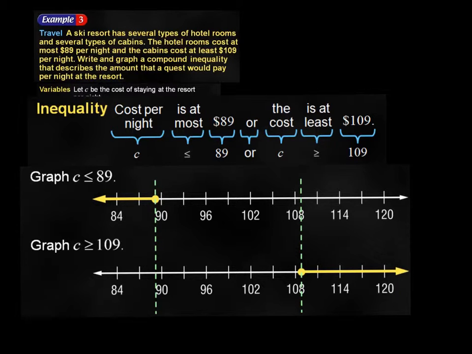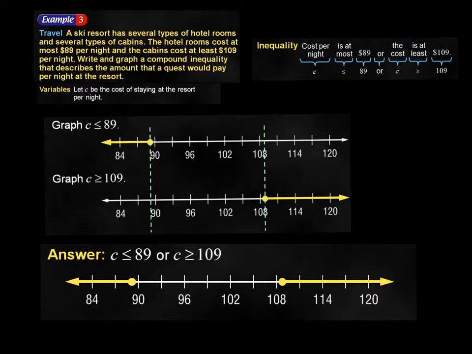This is an or scenario. So either C is less than or equal to 89, or C is greater than or equal to 109. So we would sum this up: C is less than or equal to 89, or C is greater than or equal to 109. And our inequalities are going opposite directions, so the arrows on our number line are also going opposite directions.